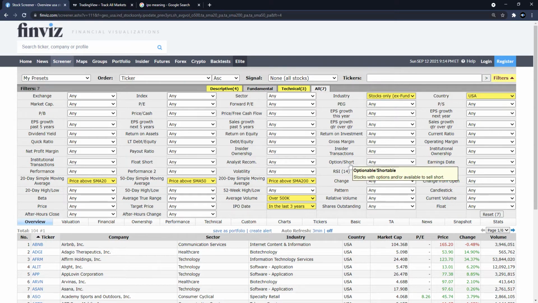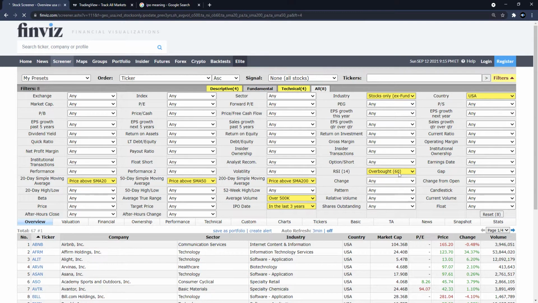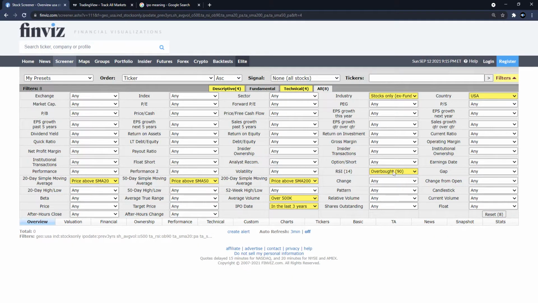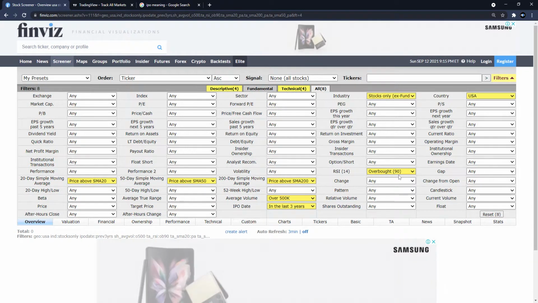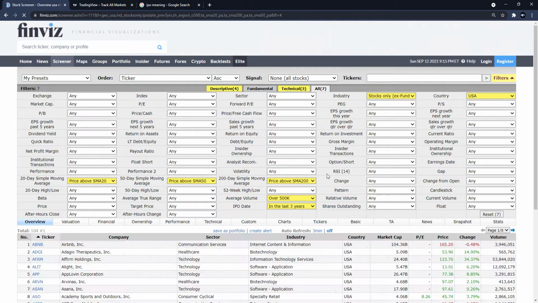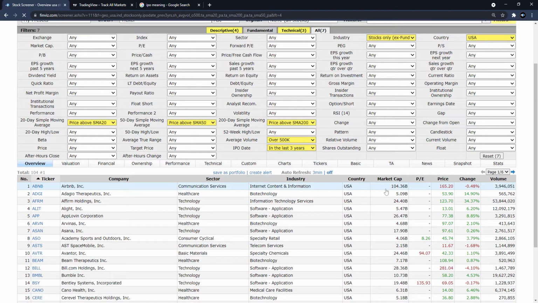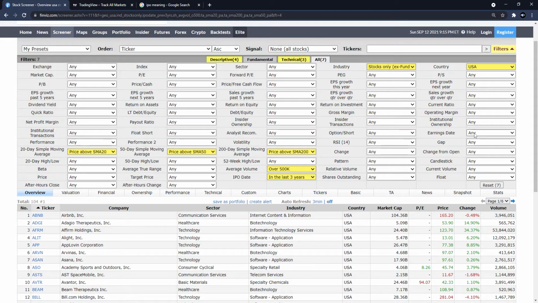The next thing I sometimes use is the RSI, and I go and click on overbought. Overbought 90. No, I sometimes go overbought 60 because of the amount of stocks we're going to find. As you can see, we cannot find overbought 90, but I will not use the RSI at the moment.